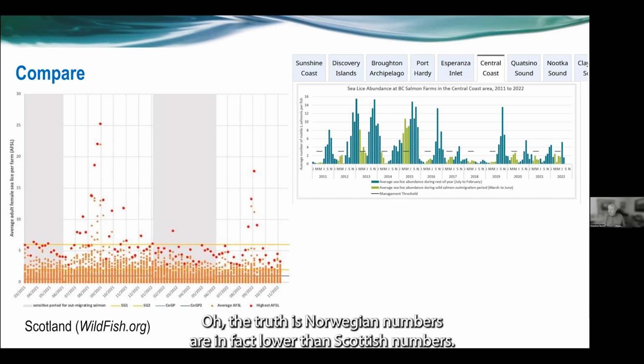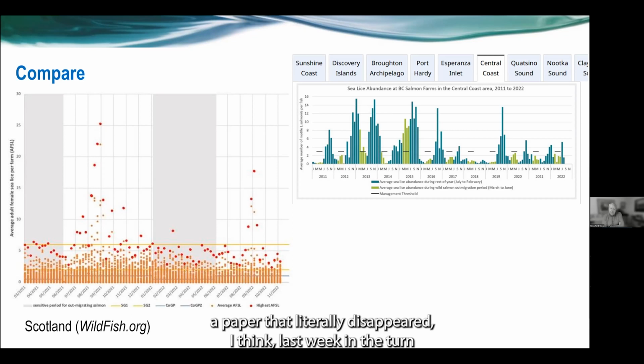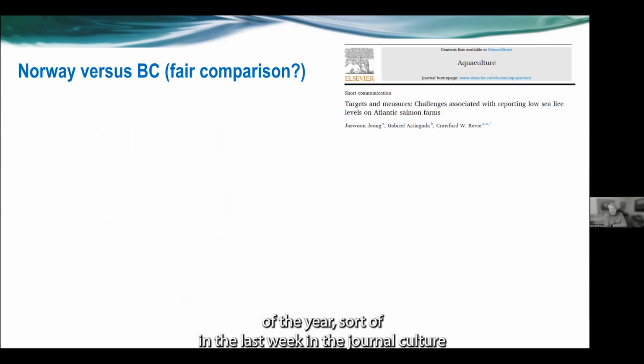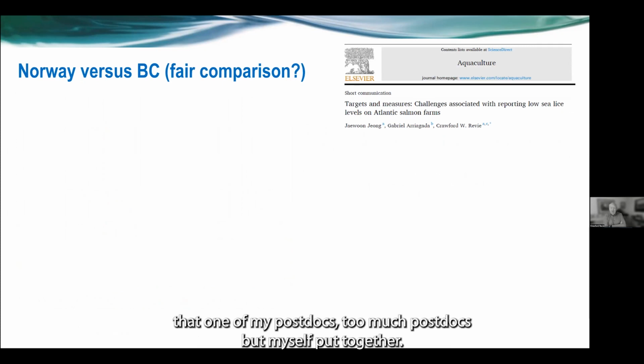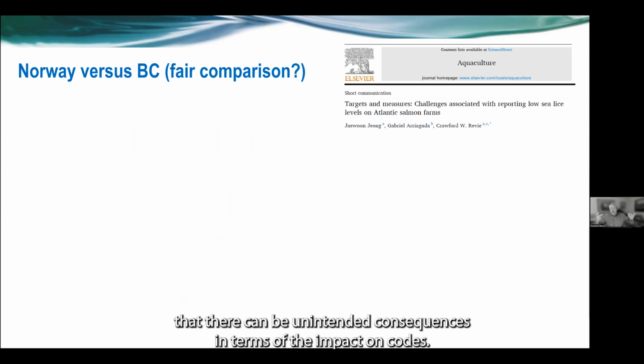Oh, the truth is that Norwegian numbers are in fact lower than Scottish numbers, but there's just a little caveat that I'd like to point out to you. And this is a paper that literally just appeared, I think, last week or the turn of the year, in the Journal of Aquaculture, that 2 of my postdocs, and in fact, myself, put together. I'm not going to bore you with all the details, but what we tried to look at was we've seen some evidence that in Norway, when you have these very, very low levels that you have to control to, there can be unintended consequences in terms of the impact on counts.